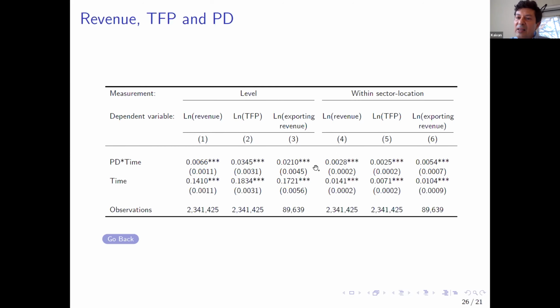And you get exactly the same result. Within a sector location, firms from higher population density counties are growing faster. This is true for domestic production, and it is true for export revenue. And so there is some force that is at work that is giving these firms a boost.